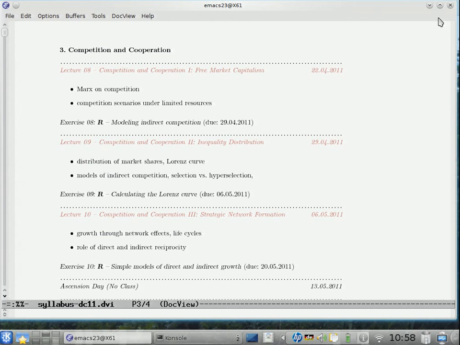Regarding this competition and cooperation part, the Marx model, I would, for example, expect that you are able to write down the competition equation. That's the result. It appeared three times in the lecture, always the same equation. That's something you should be able to write down, in the simplest form, where the alpha was the same, and so on, right? Then you should be able to understand how we got there.